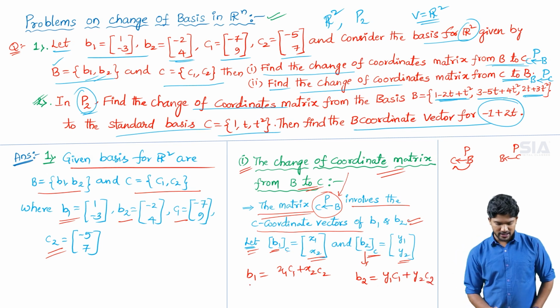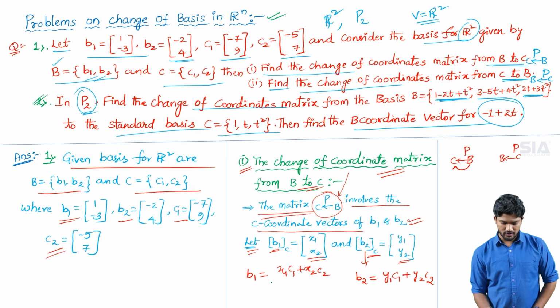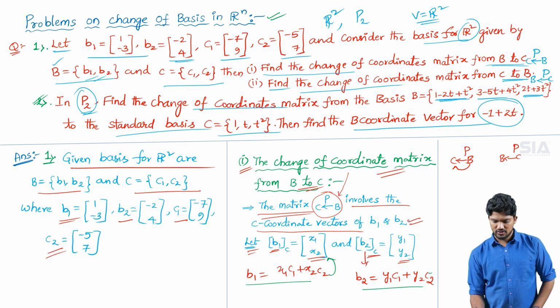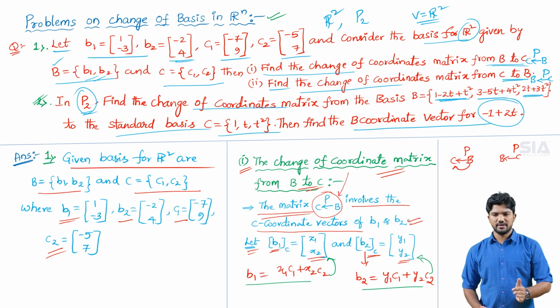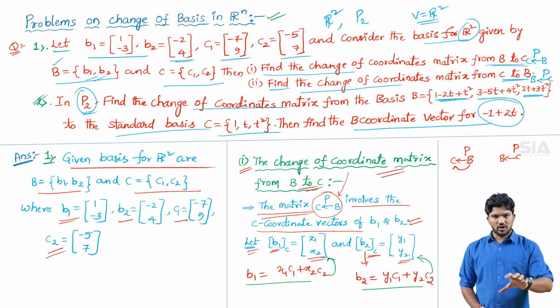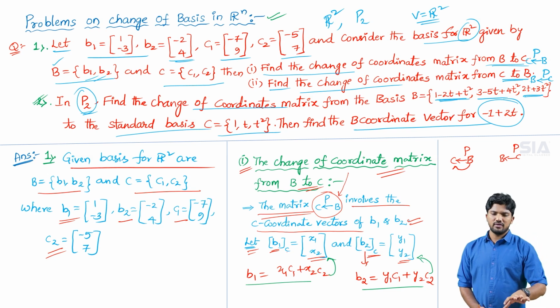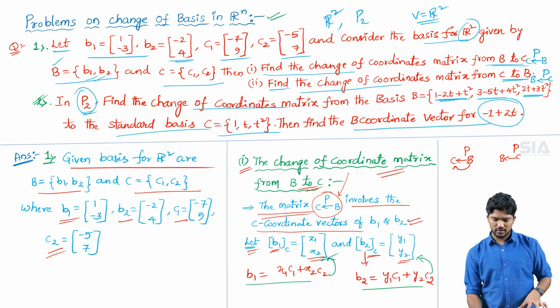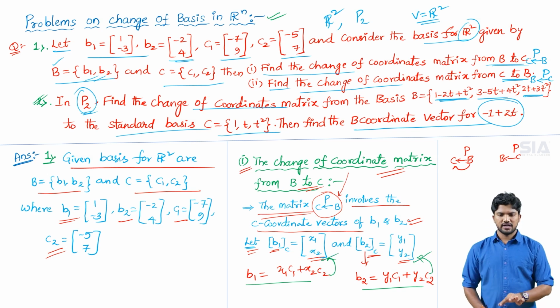This linear combination only we can write in this format. Okay, this linear combination only we can write in this format. Did you understand? So that formula, the C coordinate matrix of b1, we can write in this format. And the C coordinate matrix of b2 we can write in this format.